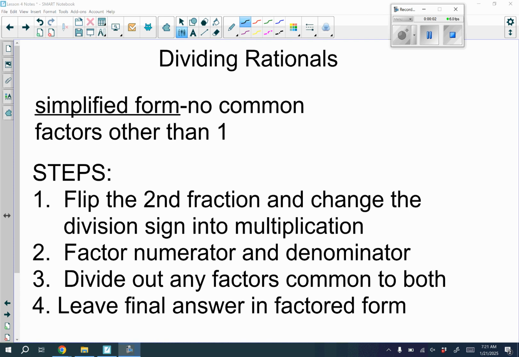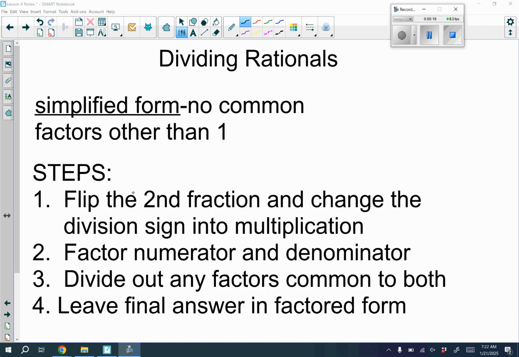Hello, everyone. Okay, so we are going to do now dividing rationals. Here's what I need you guys to do: start writing this down in your notes. Now, with dividing rationals, it's actually the exact same thing as multiplying. There's just one extra step beforehand.